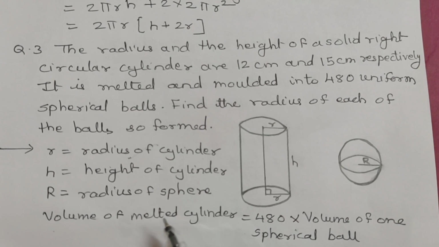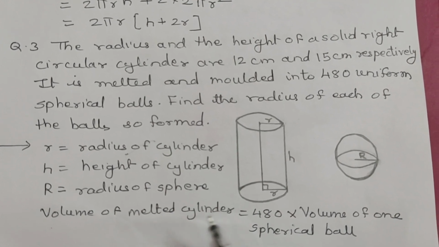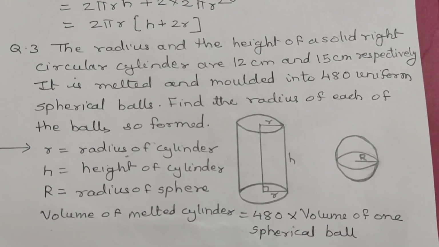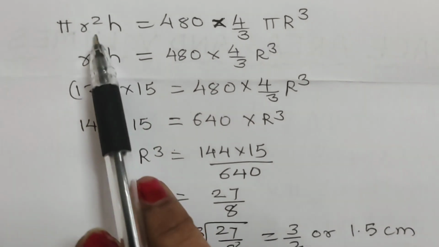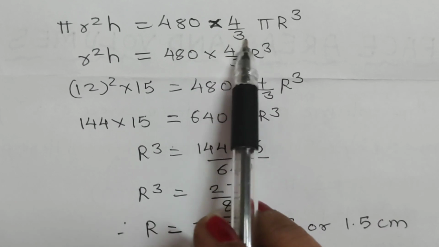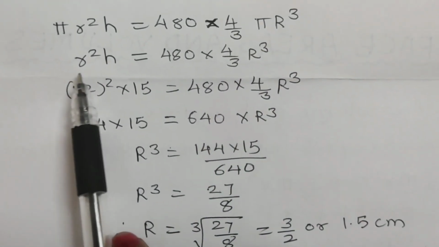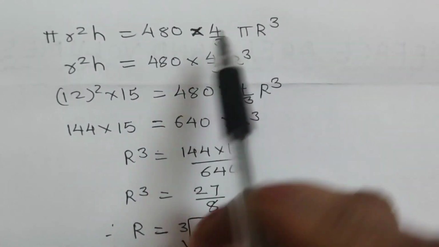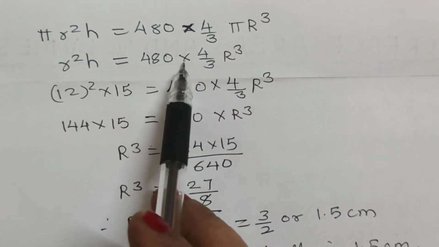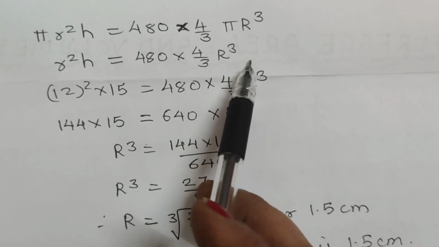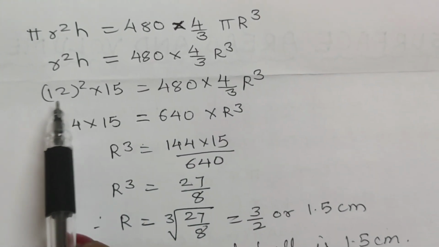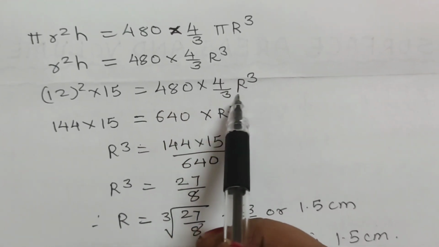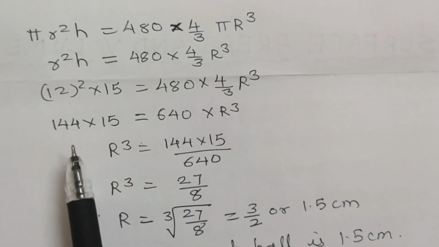So to find out the volume of the melted cylinder, 480 into the volume of the one spherical ball. Pi r square h is equal to 480 into 4 upon 3 pi R cube. So pi and pi will get cancelled. And here we are getting r square h is equal to 480 into 4 upon 3 R cube. Since radius is given 12, 12 square into 15 is equal to 480 into 4 upon 3 R cube.